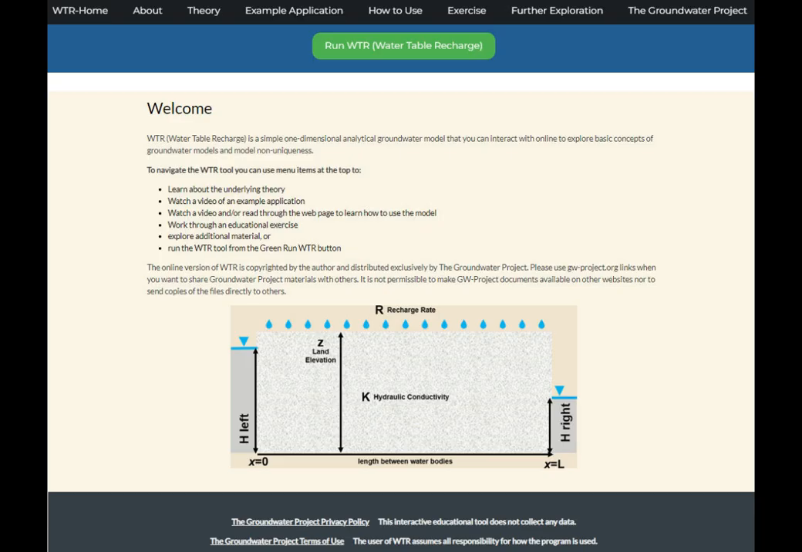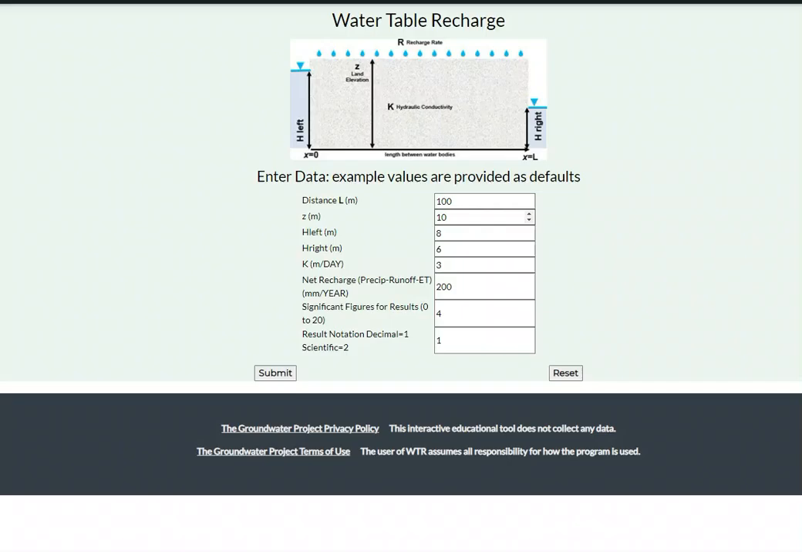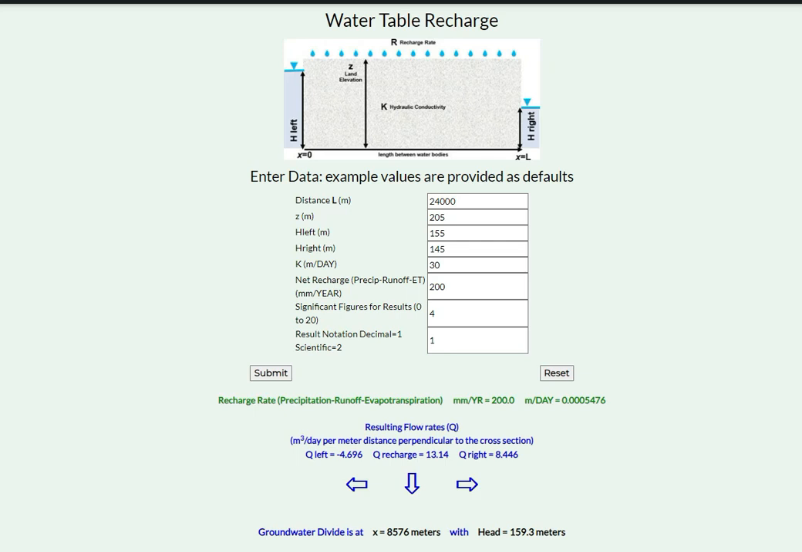To use the tool, click the green Run WTR button and enter data. I enter 24,000 meters for the length, 205 meters for the elevation, 155 meters for the head on the left, 145 meters for the head on the right, 30 meters per day for hydraulic conductivity, 200 millimeters per year for net recharge, 4 significant figures for the results, and 1 so that the results will be in decimal format. Then press Submit.